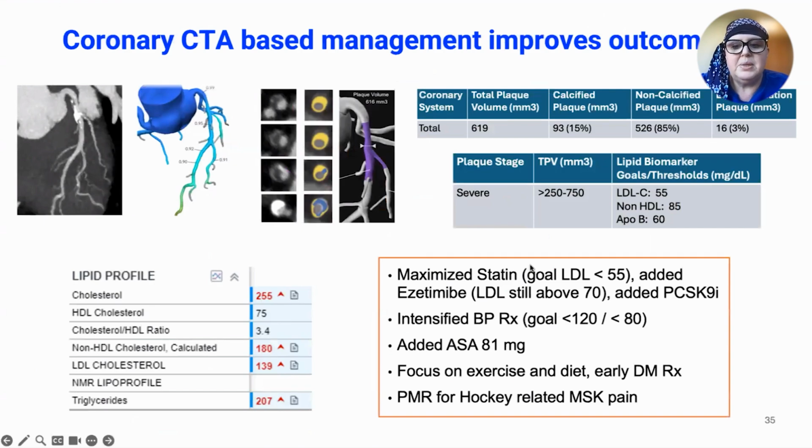So we did maximize his statin therapy, which would probably lower his cholesterol by an additional 5 to 10% because he was already on simvastatin 20. We added Zetia, which is going to lower the cholesterol by another 20 to 30%, but his LDL was still above 70, and therefore a PCSK9 inhibitor was added, which can offer another 50 to 60% reduction. His blood pressure therapy was also intensified and aspirin added, and a focus on all of his diet and exercise regimen. And it was felt that his chest pain was musculoskeletal from hockey.